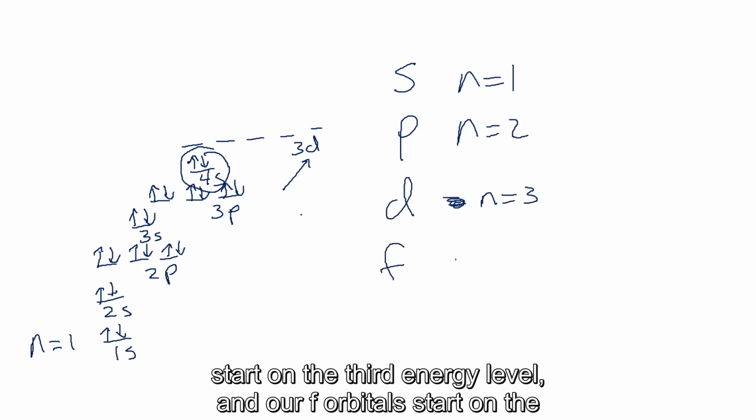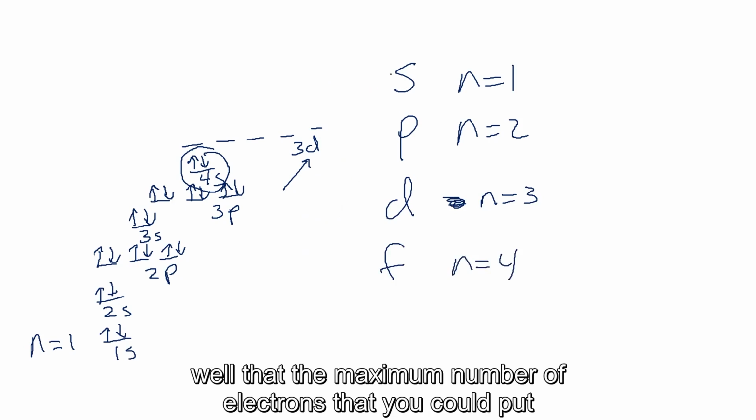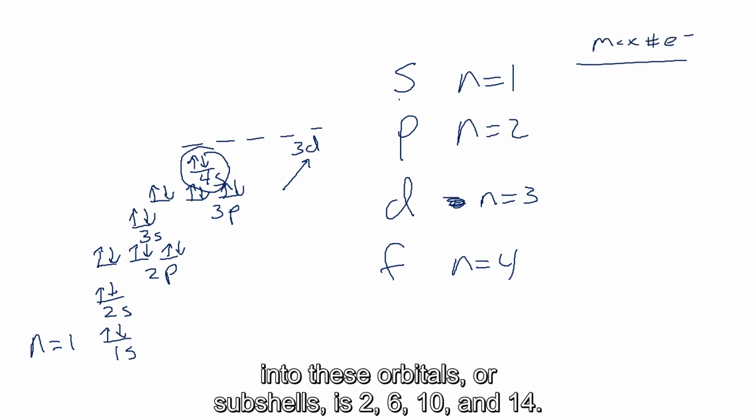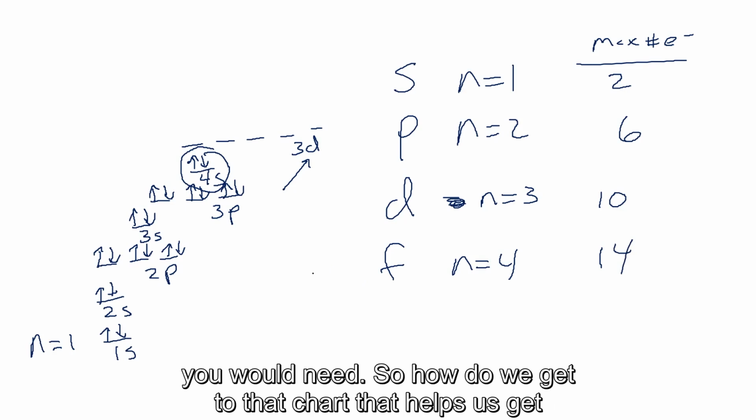And our f orbitals start on the fourth energy level. If you remember that, and you remember as well that the maximum number of electrons that you could put into these orbitals or subshells is 2, 6, 10, and 14, you're super close to being able to write any electron configuration you would need. So how do we get to that chart that helps us get the order?